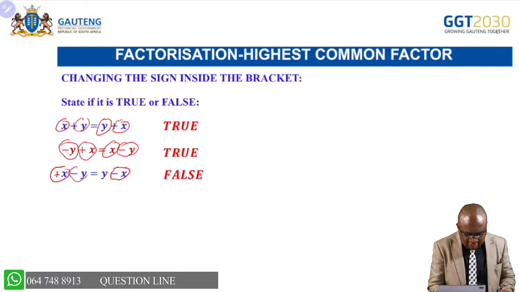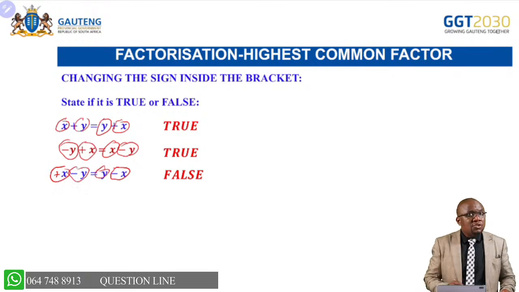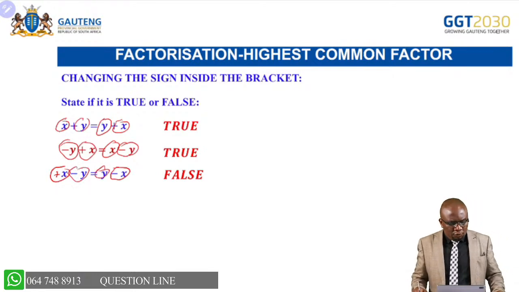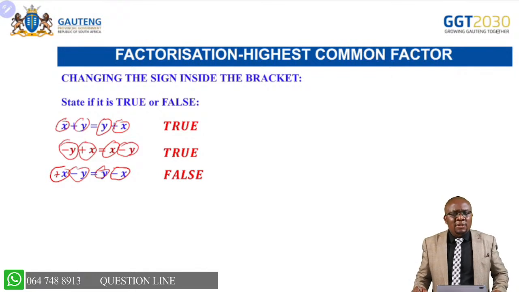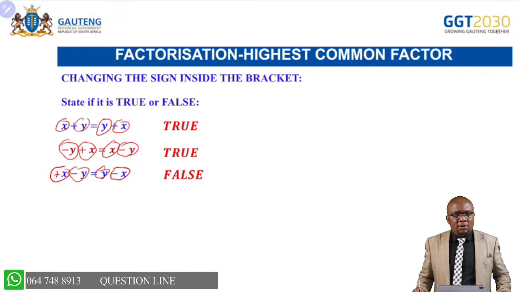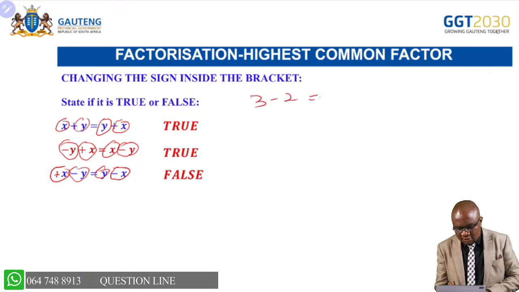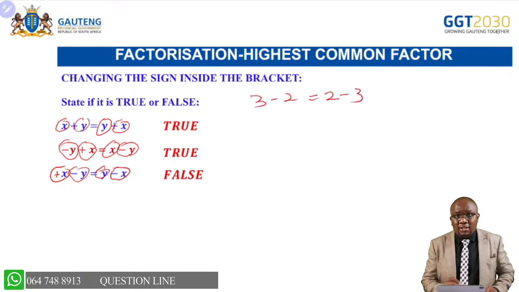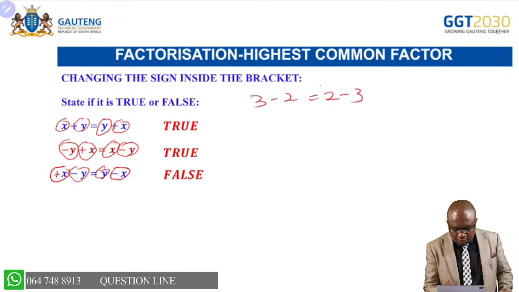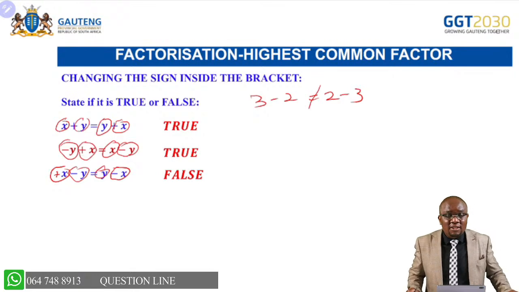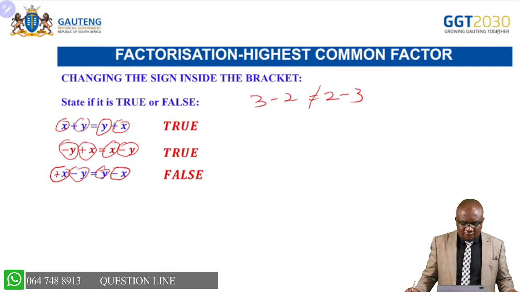Y here is negative. Y here is positive. So the sign of y is no longer the same. Remember, the commutative property does not apply to subtracting. It only applies to adding and multiplying, not subtracting. Okay? We can't say 3 minus 2 is equal to 2 minus 3. No, they are not equal. 3 minus 2 is 1. 2 minus 3 is negative 1. So those are two different things.